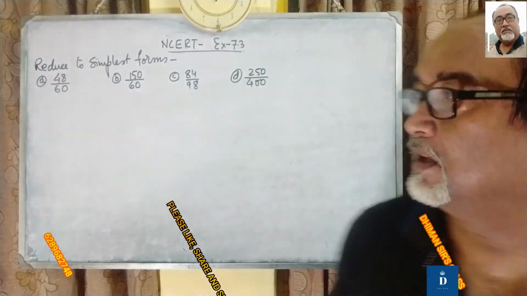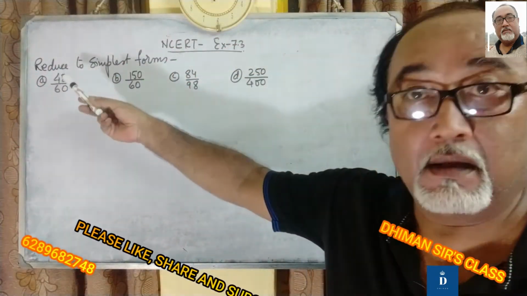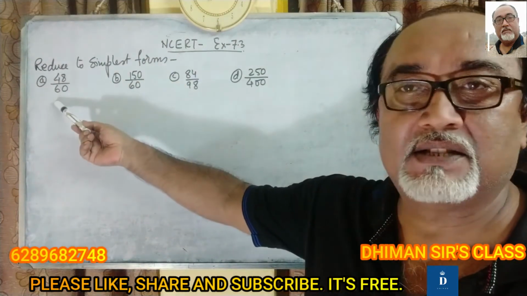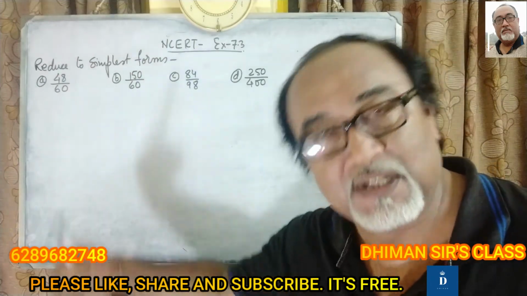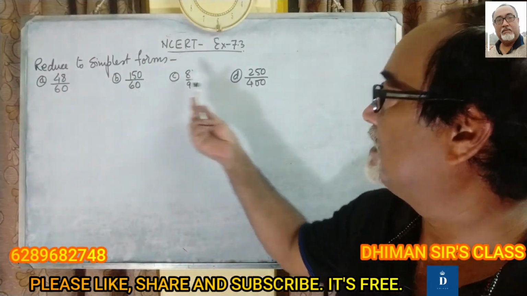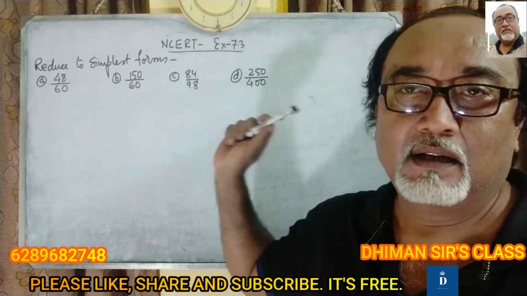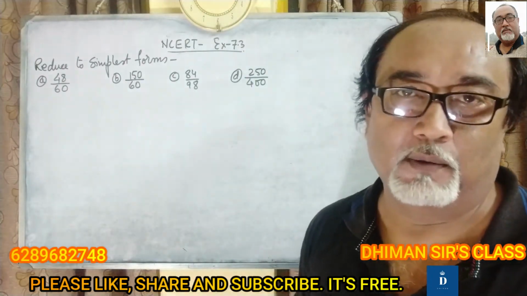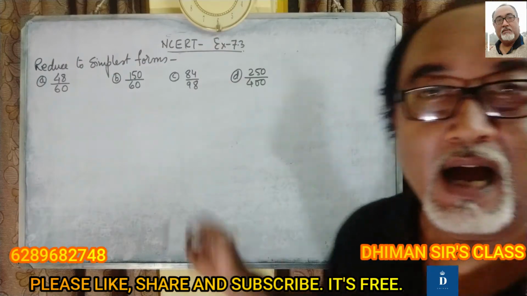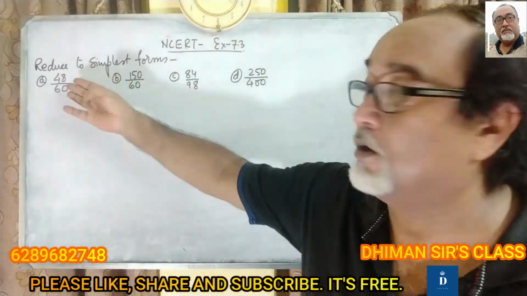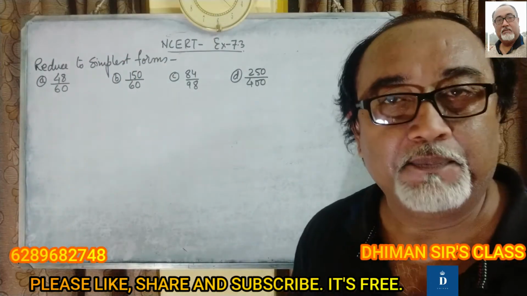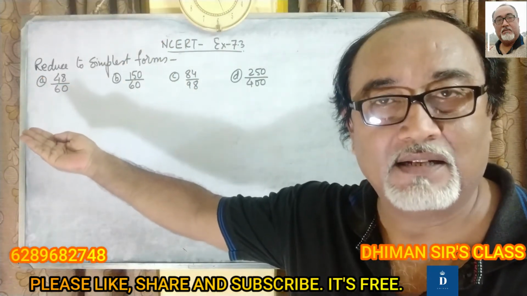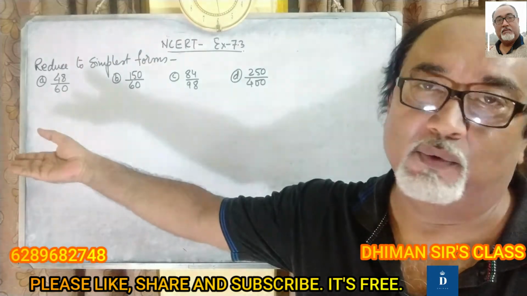Okay, students, now see, the next example is reduce to simplest forms. Means 48 by 60 is given. We have to reduce it into simplest form. Like this, all the fractions have to be reduced into simplest forms. Okay, so let's do it. How to do? The first step is to find out the HCF and then divide each numerator and the denominator of the fraction by the HCF and you will get the answer.